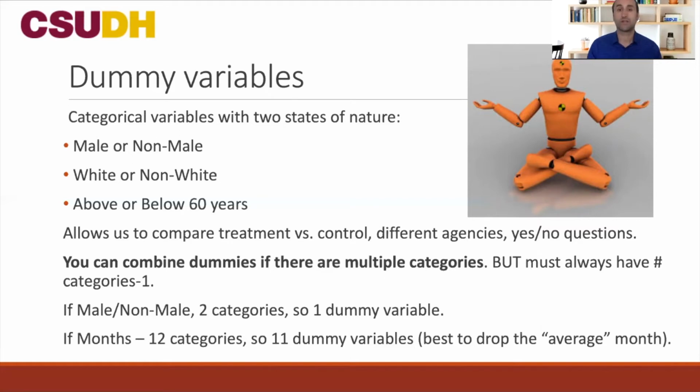But it's important to note that the number of dummies that you use must always be one fewer than the total number of categories. So for example, if your two categories are male and non-male, then you would use one dummy variable. 2 minus 1 is 1. If you're using months as dummy variables, then there are 12 months, 12 categories. So you'd use only 11 dummy variables, so single variables, where January is 1 for one variable, and then February is 1 for the next variable, and March is 1 for the next variable, and so on. And it's best in those cases to drop the average month.